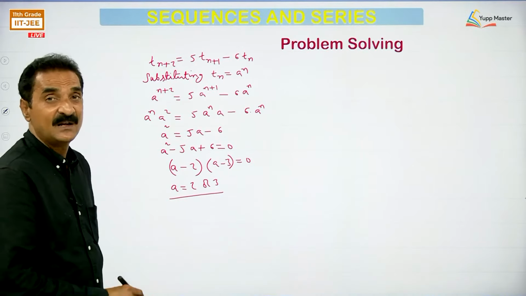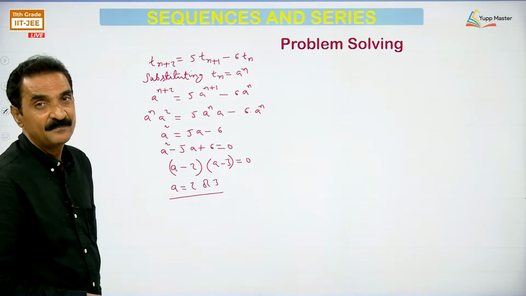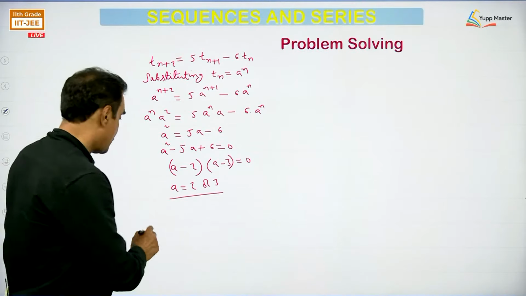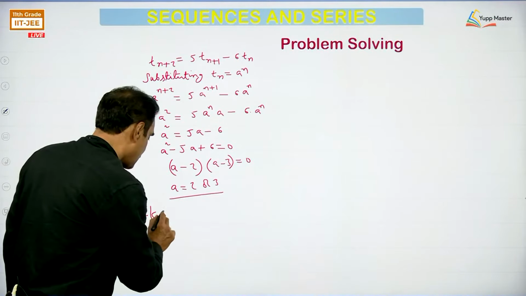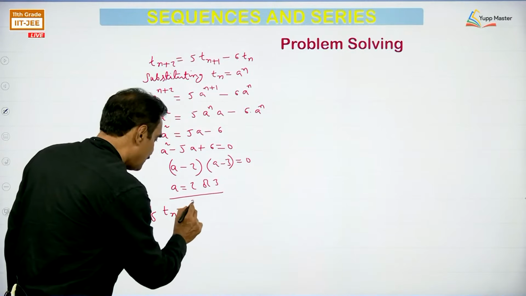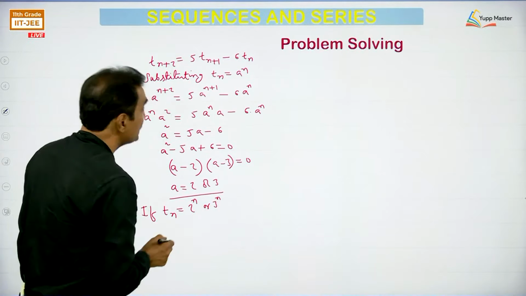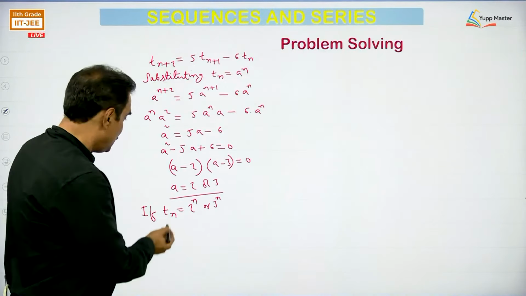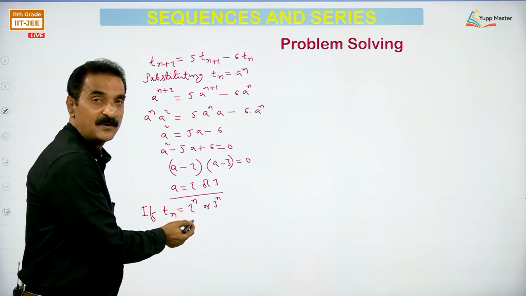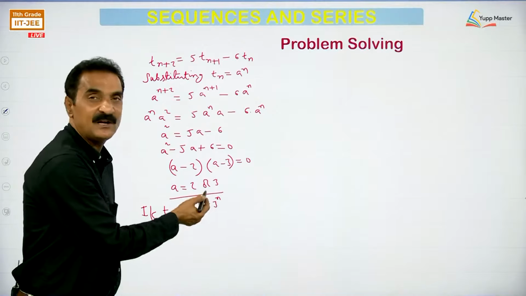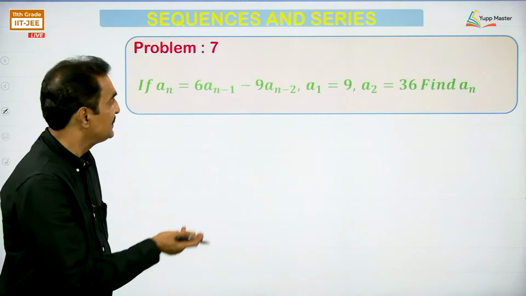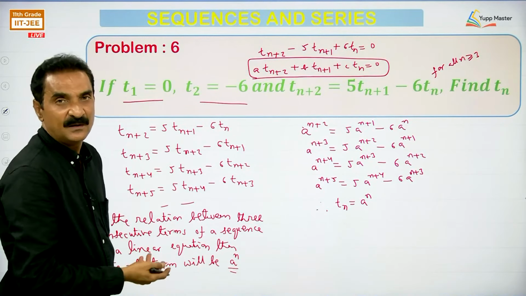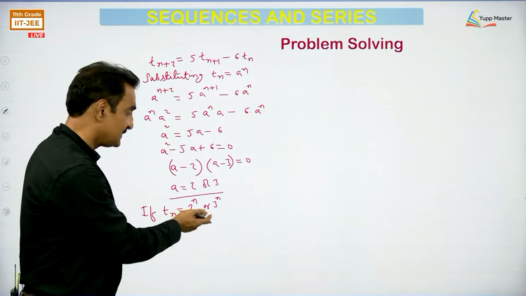So, is the answer 2 power n or 3 power n? Let us check. If Tn is 2 power n or 3 power n, what happens? Check these two. T1 is 0. What is T1 here? If it is 2 power n, T1 is 2. If it is 3 power n, T1 is 3. Not satisfied. Similarly, T2 cannot be minus 6 in these two cases.